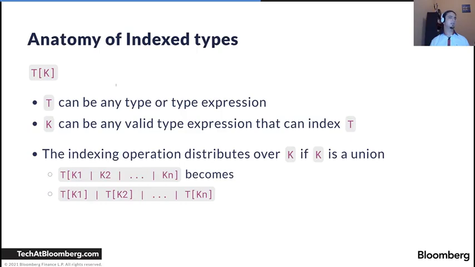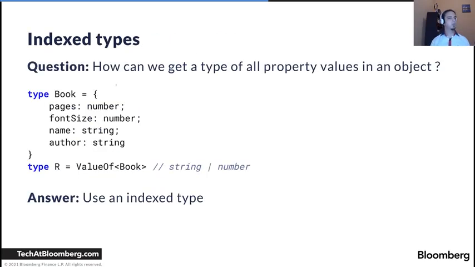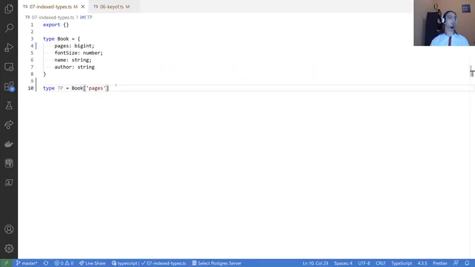Well, it actually comes as the answer to our original question. How can we get all the values inside this type? And the answer is we can use an indexing operation that indexes over all the properties of Book. So for example, we can pass in here pages, and we can pass in fontSize, and we can pass in name, and we can pass in author.